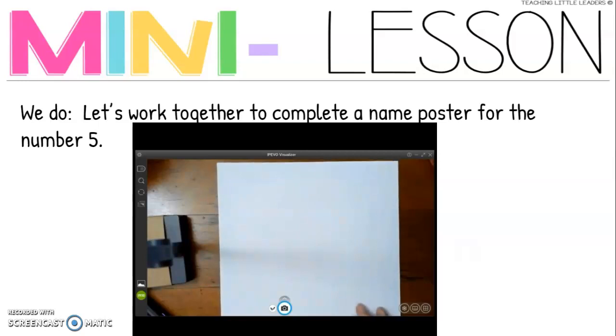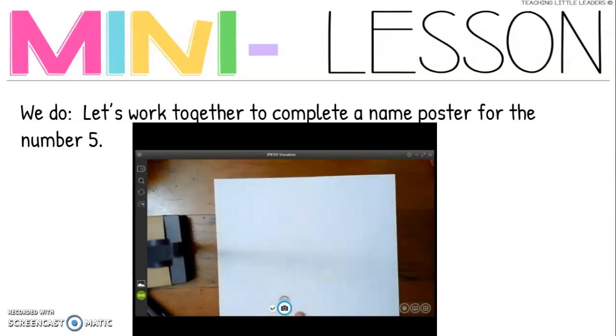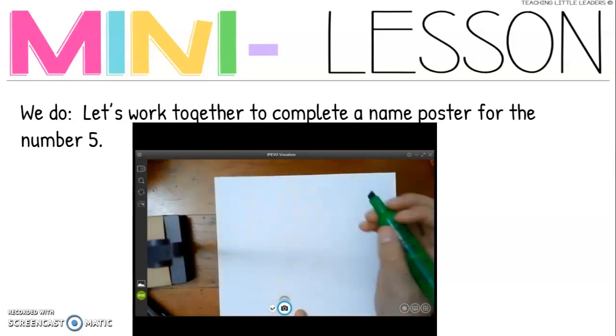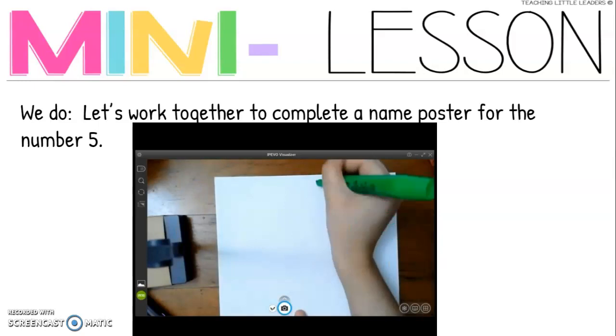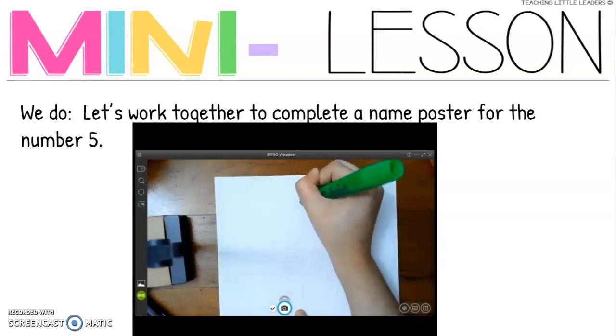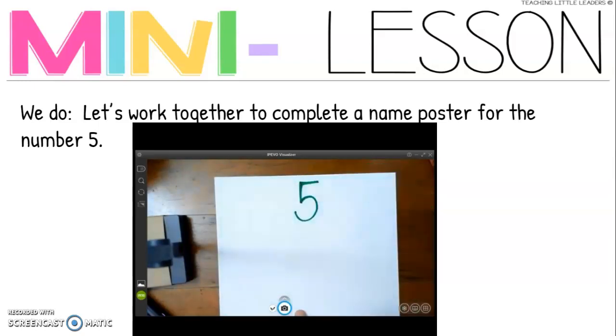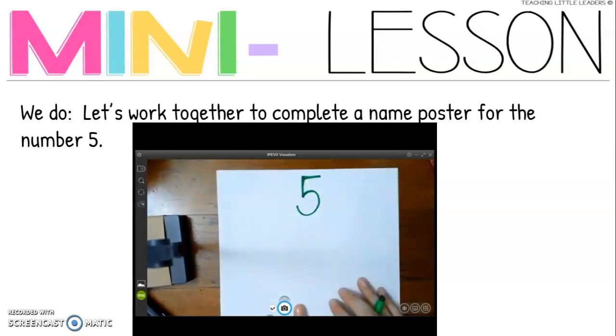Okay, this time our job is to make a number poster for the number 5. So we're going to start by just simply writing a 5 at the top of our paper. Once you have your marker or crayon out, we're going to go across, down, around, 5. Okay, we're going to think about some ways together to make the number 5.